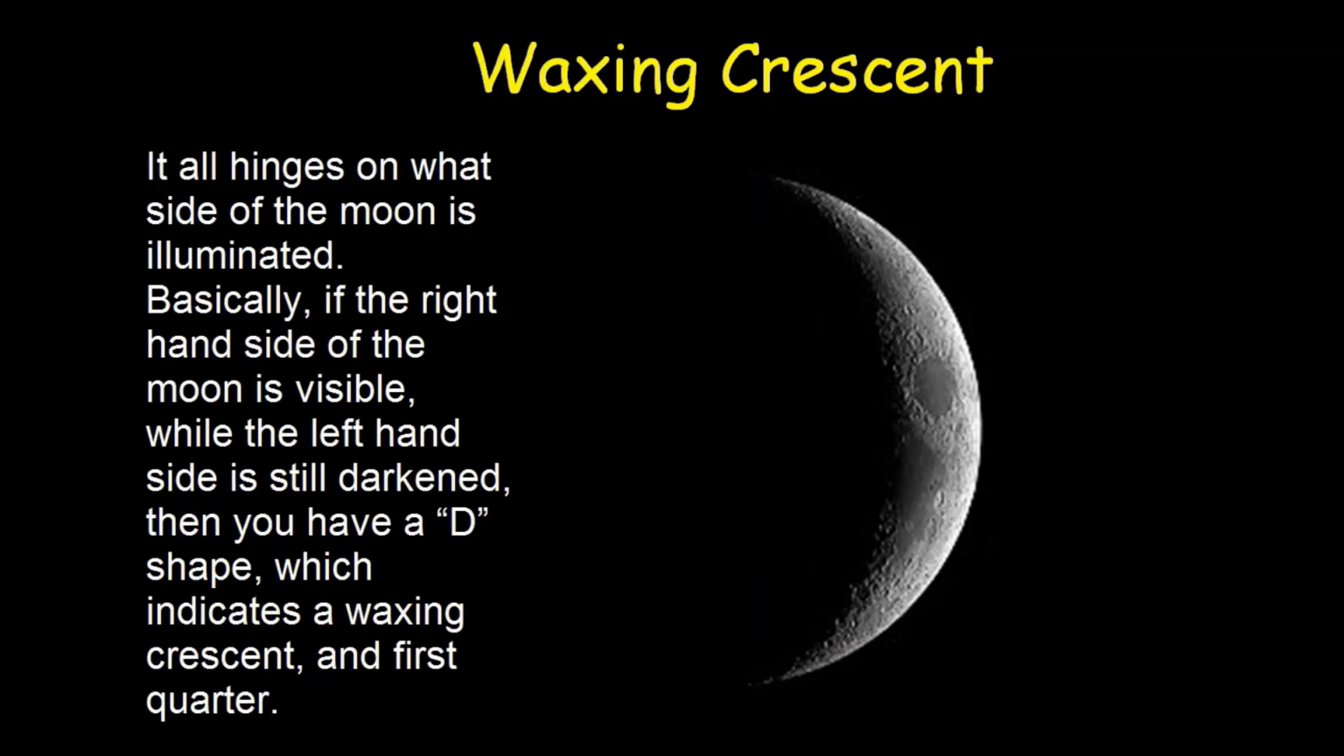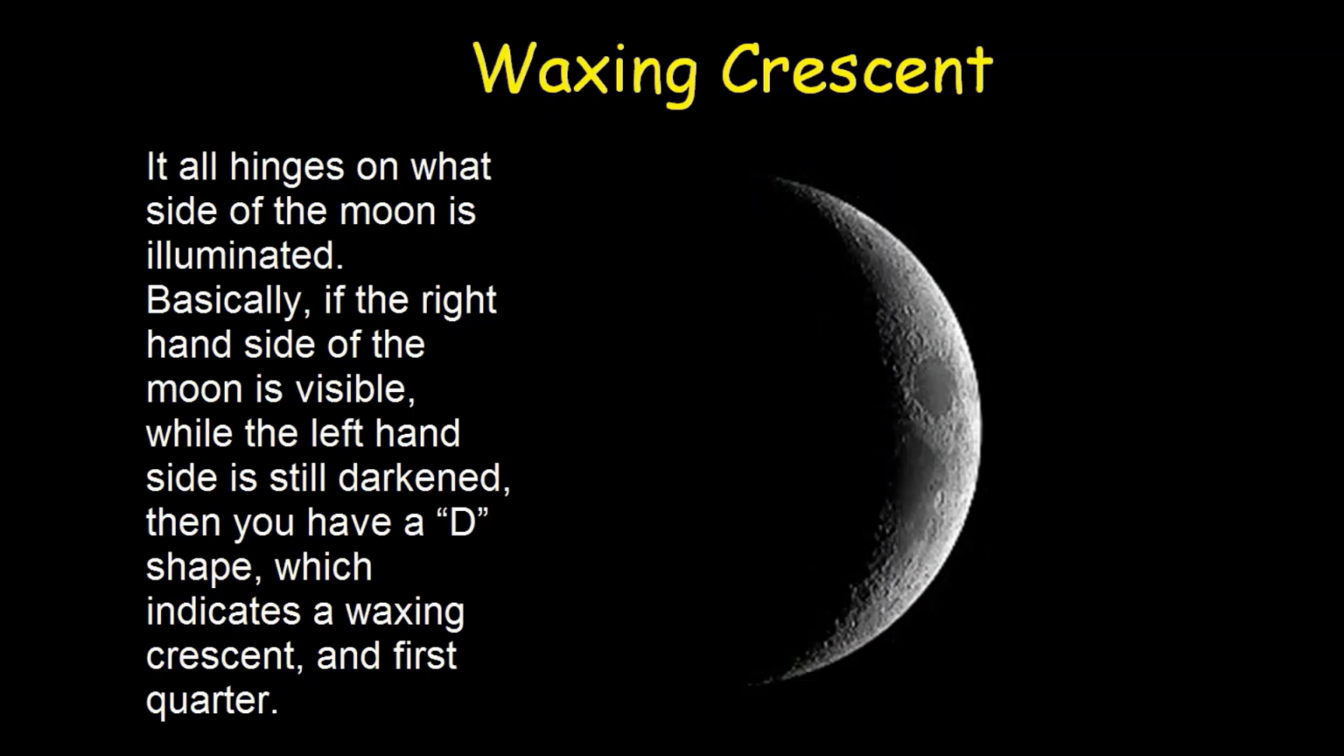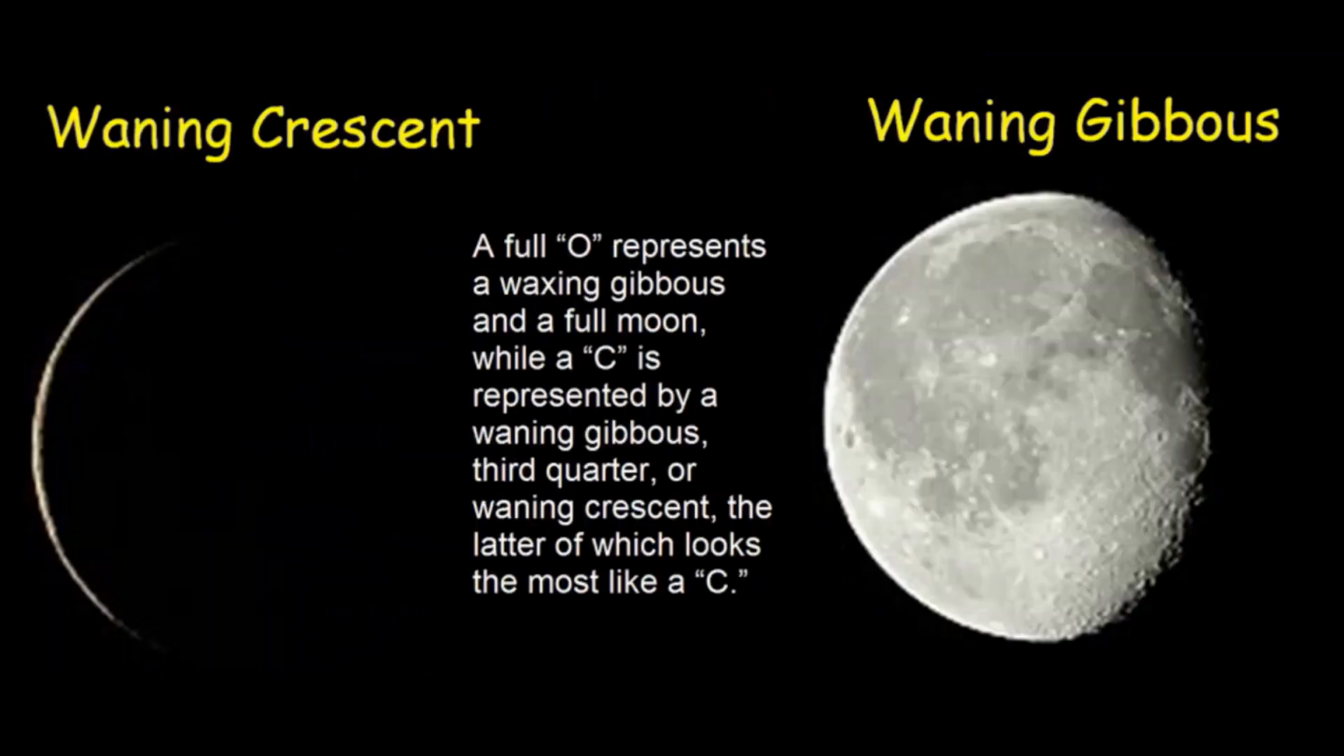Basically, if the right-hand side of the moon is visible, while the left-hand side is still darkened, then you have a D shape, which indicates a waxing crescent and first quarter, as you can see here on the visual that I'm showing. A full O represents a waxing gibbous and a full moon, while a C is represented by a waning gibbous, third quarter, or waning crescent, the latter of which looks the most like a C, which I have here on display, both the waning crescent and the waning gibbous here. So those are the ones that look most like a C.